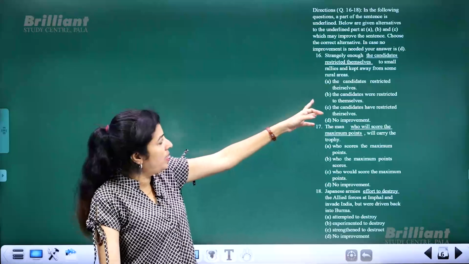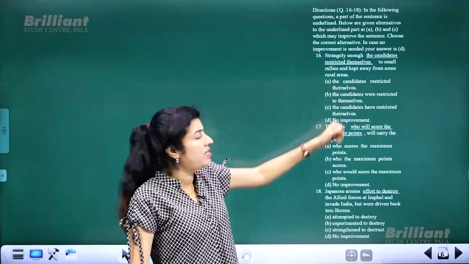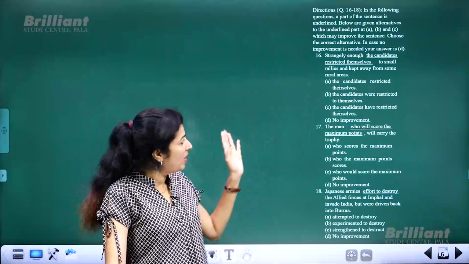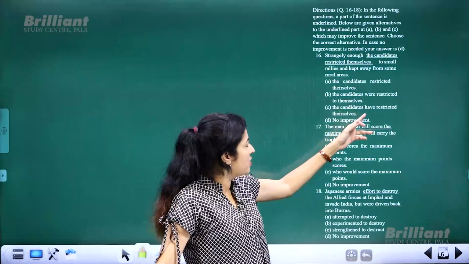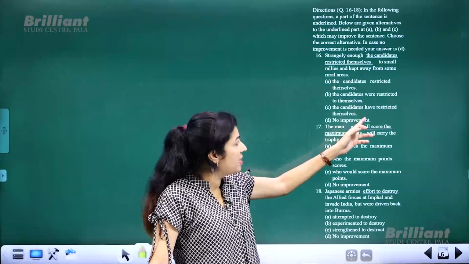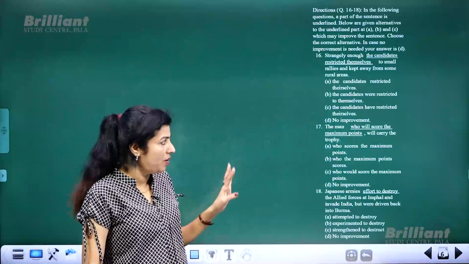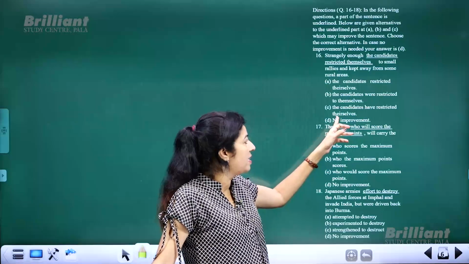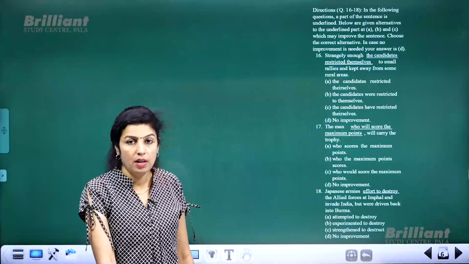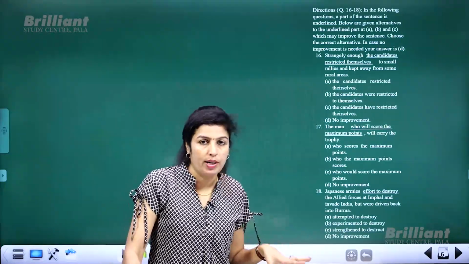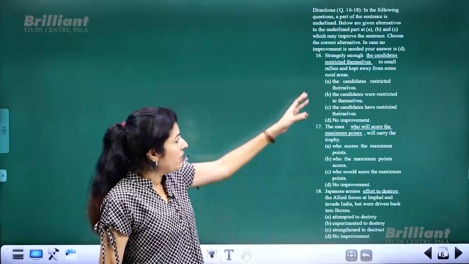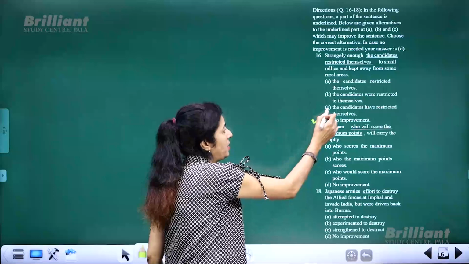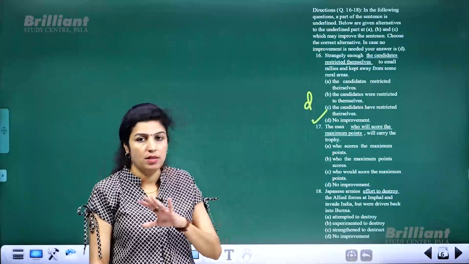For example, the first one is the candidates restricted their self. There is no word like their self. So the first option cannot be used. Then what about the second one? The candidates were restricted to themselves. Candidates were restricted to themselves is not used. So that second one also can be taken off. Then the candidates have restricted their selves again. There is no word like their selves. So that means the three options given to you cannot be used. So automatically the fourth option, that means no improvement, the sentence is already correct.